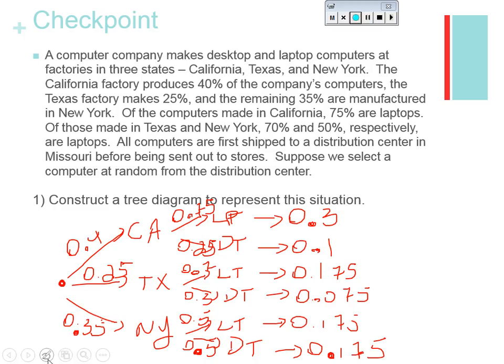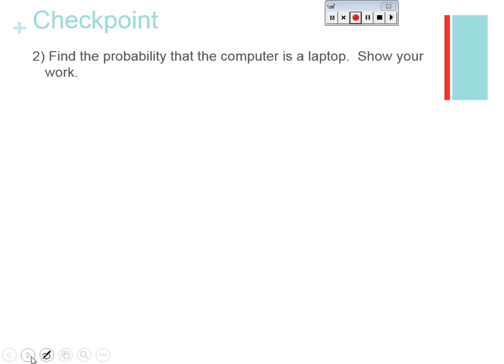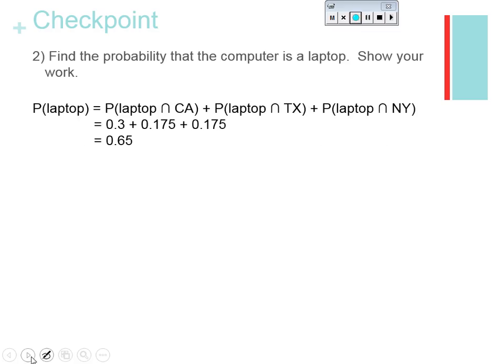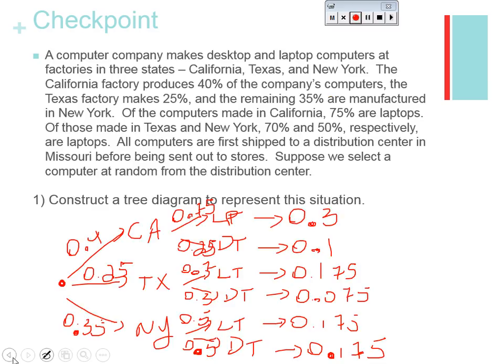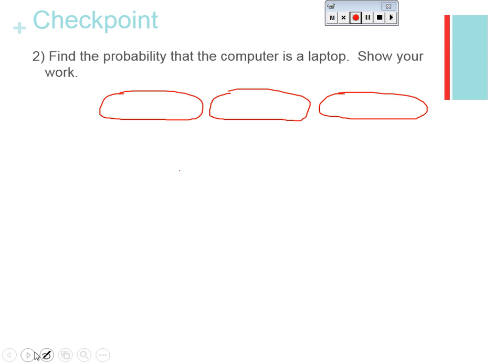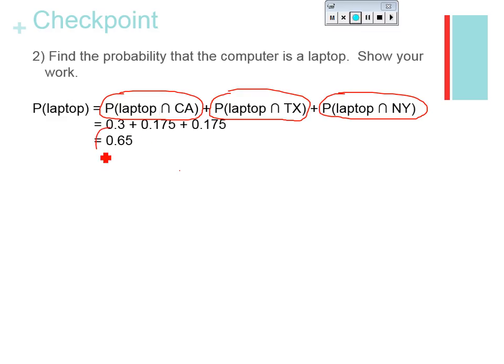Number two, the question says, find the probability that a computer is a laptop. So remember that a computer could be a laptop that's made in California, or made in Texas, or made in New York. So here is the notation for the laptop made in California. Here's the notation for the laptop that's made in Texas. Here's the notation for the laptop that's made in New York. So from our tree diagrams, we're basically looking at these probabilities here: 0.03, 0.175, and 0.175 again. And if we add those together, this would come out to be roughly 0.65.